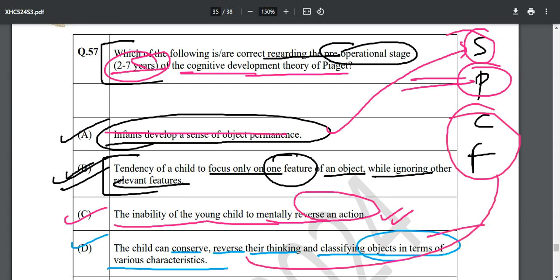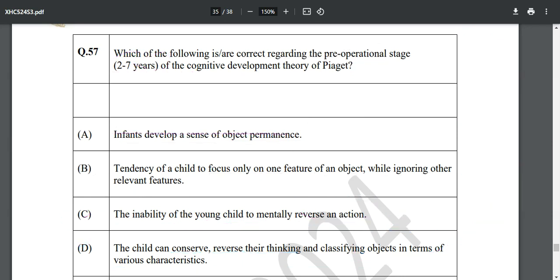So I hope you would have got the answer. This was an easy question as far as things are concerned. They are not talking about the ability, they're talking about the inability of the young child to mentally reverse an action. If they had written the ability, then the answer would be this much only. But as they have given the inability, and considering your English skills, B and C are the correct answers here. Question number 57 we are looking at.